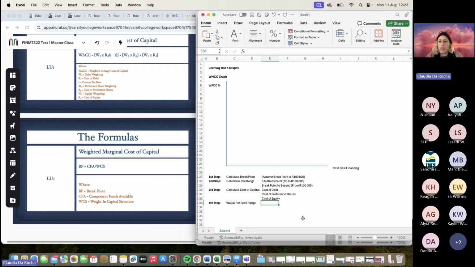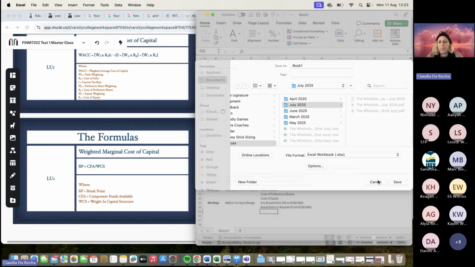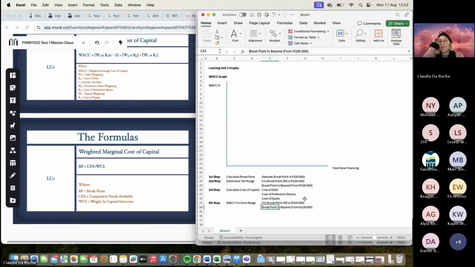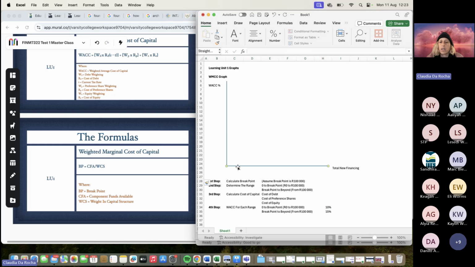Okay, and when we say WACC for each range, we're saying 0 to break point and then break point to beyond. That's what we're saying. Right, so let's imagine that we've calculated the WACC for each of these ranges to be, let's say, 10% and then 15%. Okay, so in terms of our graph, if we have to plot, we would then obviously note here what are the different ranges.